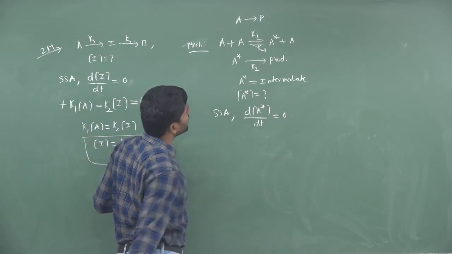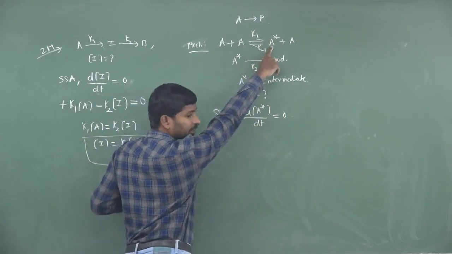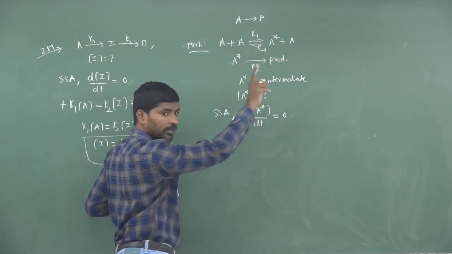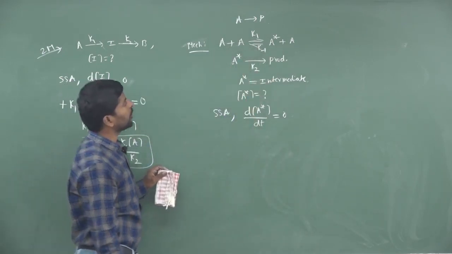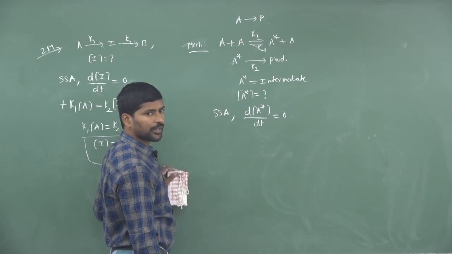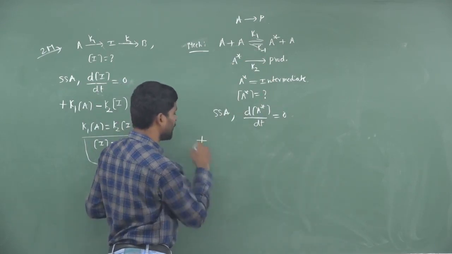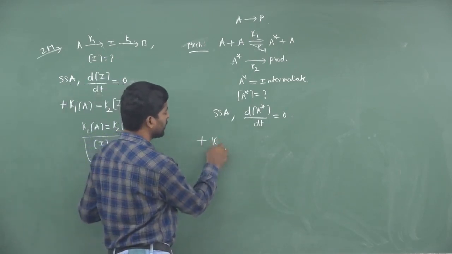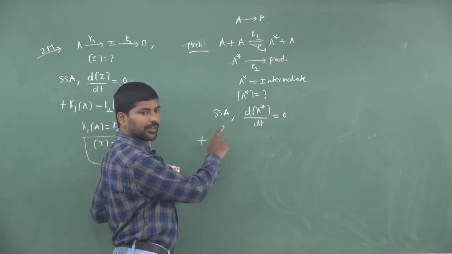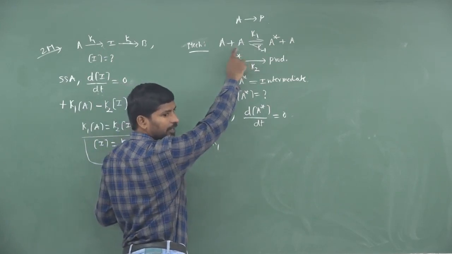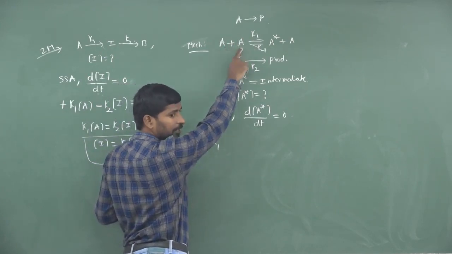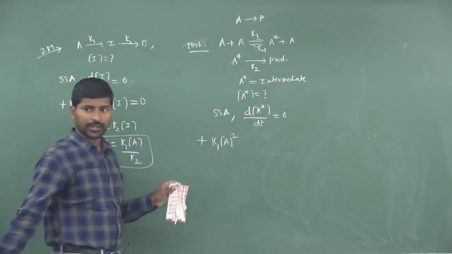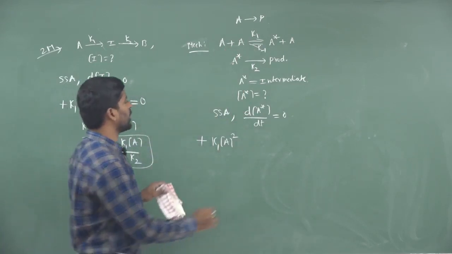Now, where is A star involved? In the forward reaction, A star is involved. In the backward reaction also A star is involved. In the second step also A star is involved. In the forward reaction, is A star forming or consuming? Forming. So which sign will we get? Plus sign. With which rate is it forming? K1 into the concentration of reactants. That is concentration of A into concentration of A, that is concentration of A square. K1 into A square.